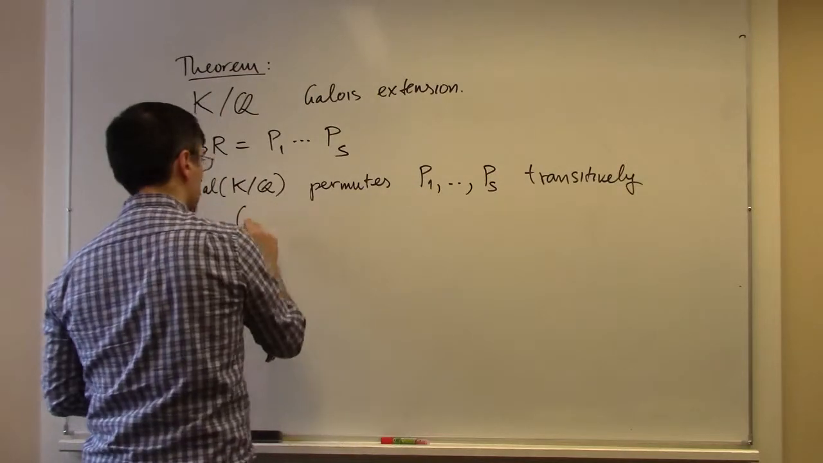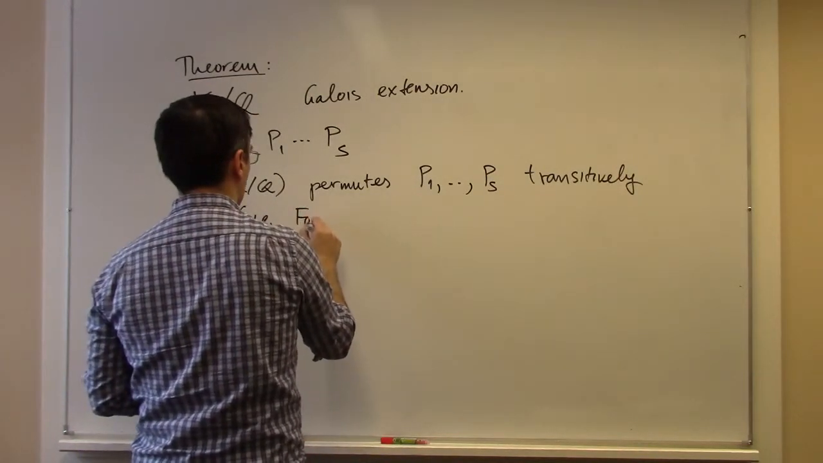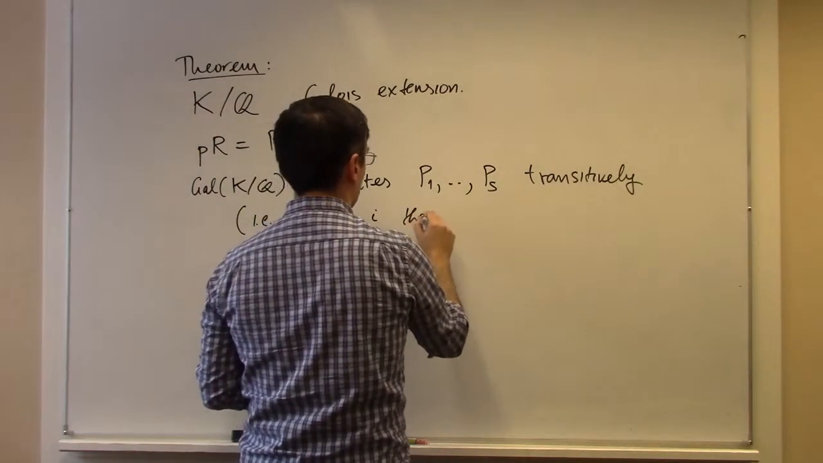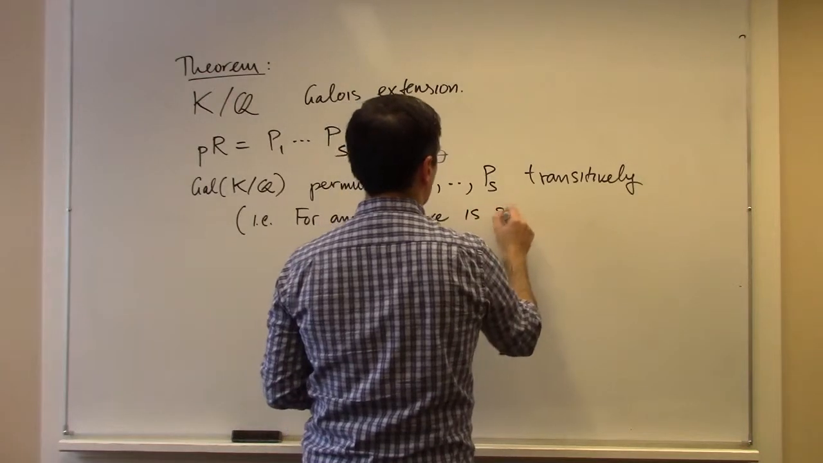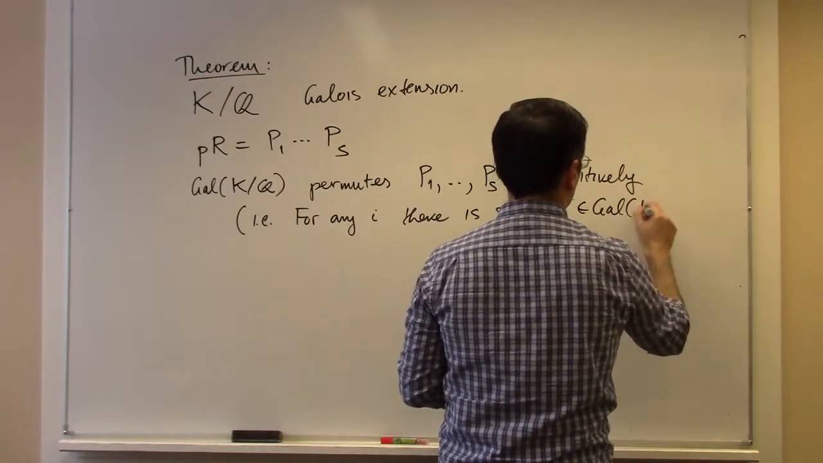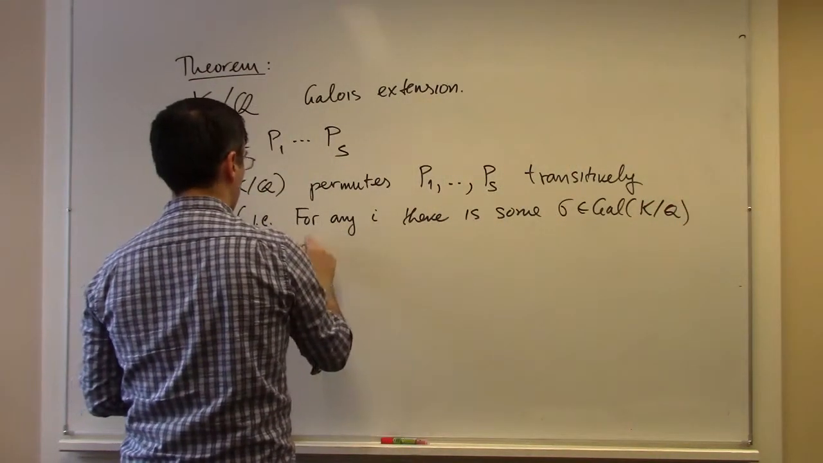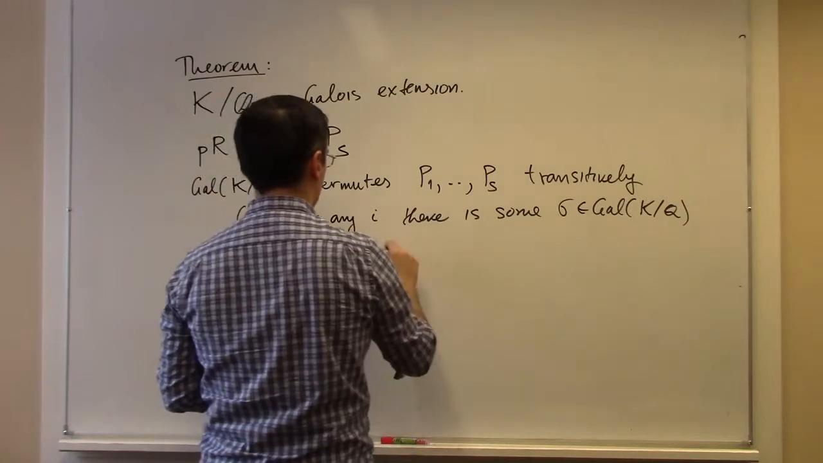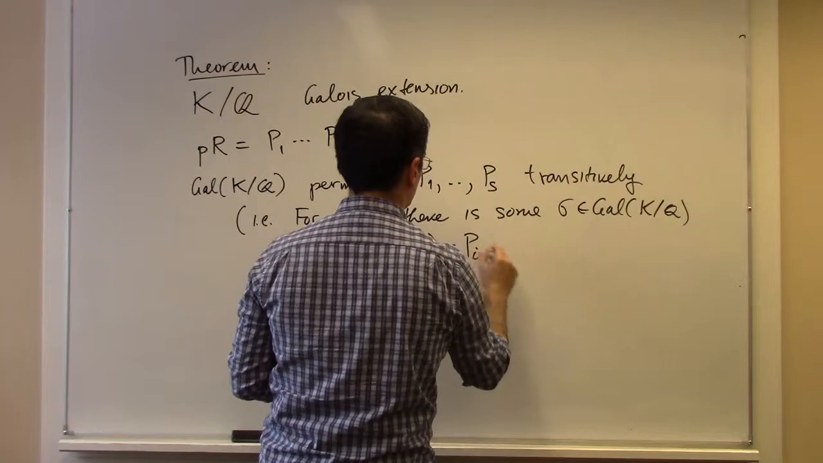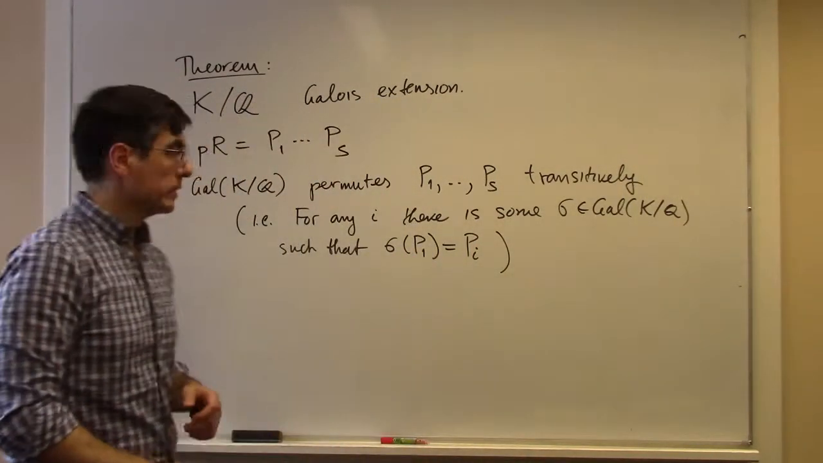What this means is that for any i, there is some sigma in the Galois group saying that sigma P1 is Pi. So you can always move this to a given one.